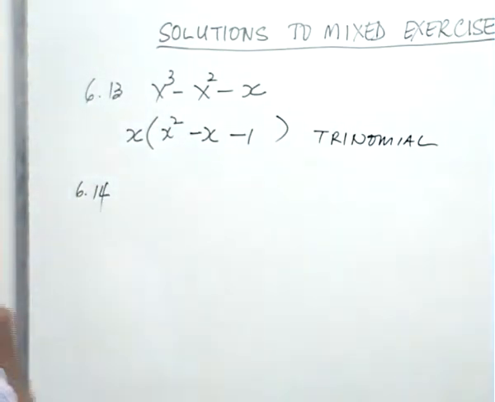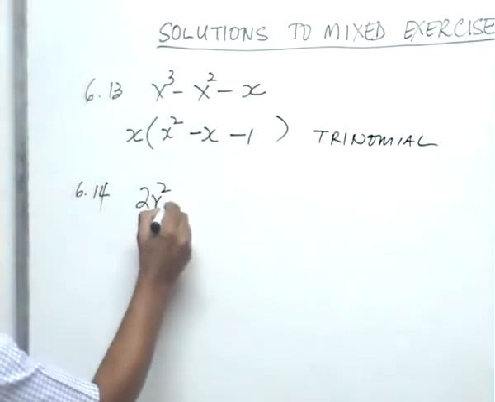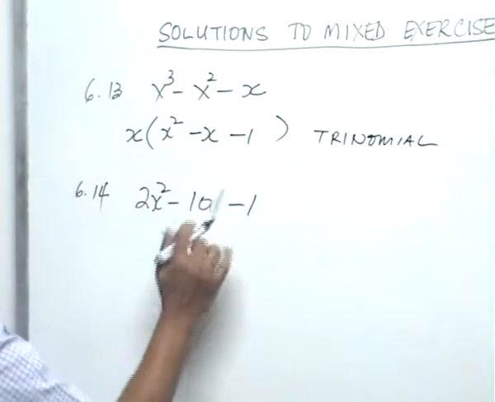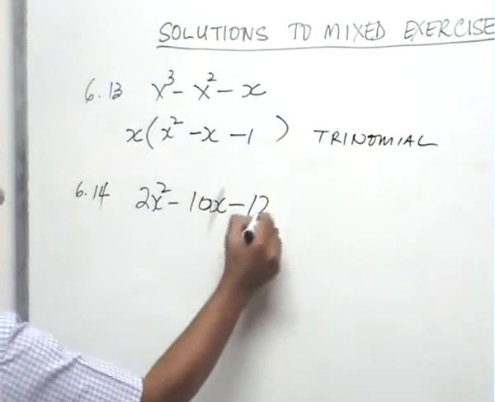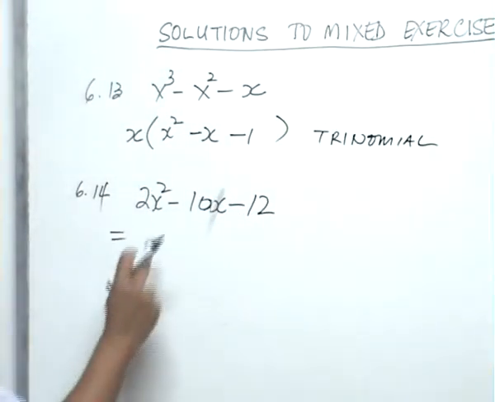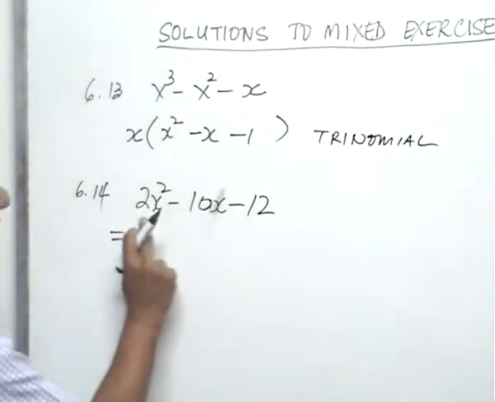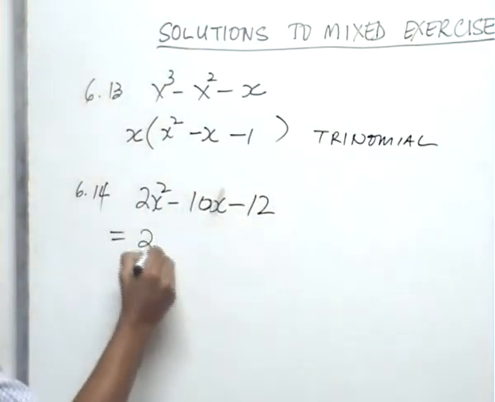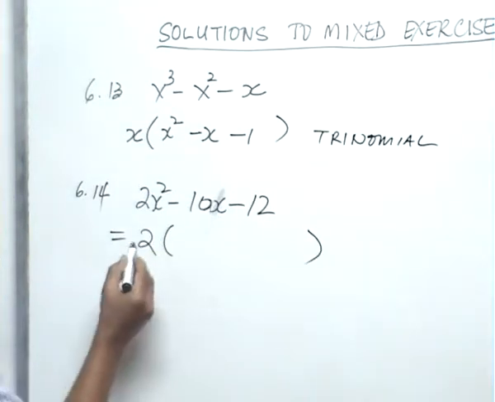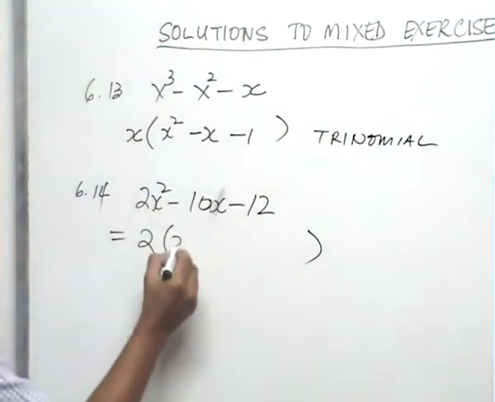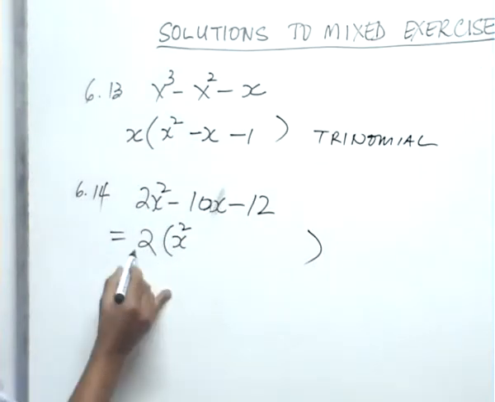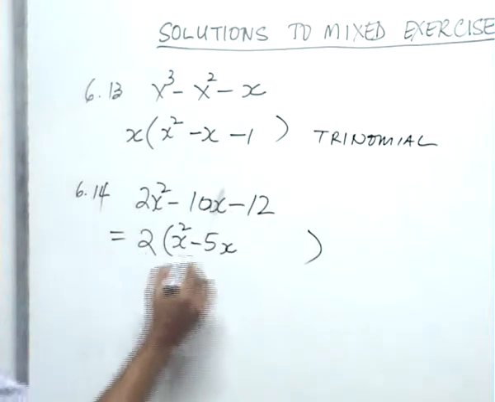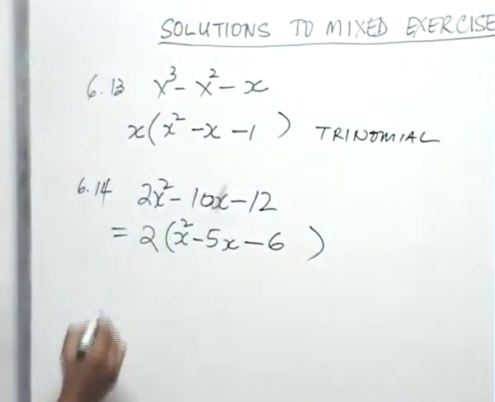Now let's see, what is 6.14? It is 2x squared minus 10x minus 12. So, when you study the example, the golden rule, check that for common factor. Clearly there's a common factor 2 here. So 2, if you divide 2x squared, you're left with x squared. Divide that by 2, you're left with minus 5x. Divide that by 2, you're left with minus 6.